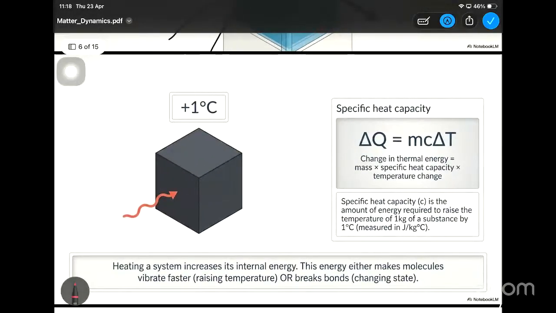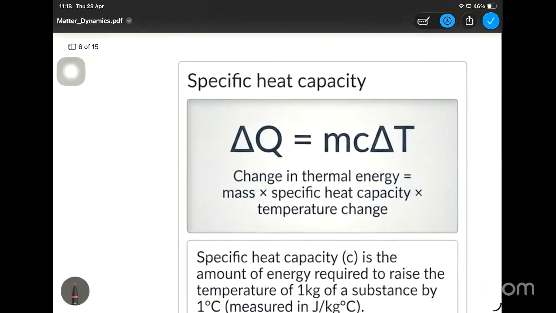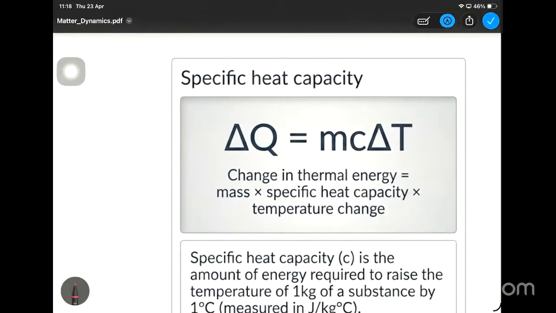Then about the heat capacity and all the stuff. So remember this equation. You can get marks for writing this equation, or you can get marks for delta Q equals MC delta theta. So both are correct. All the terms have the same meaning. So Q will be the thermal energy change, and M is the mass, C is the specific heat capacity, and delta theta is the temperature change.